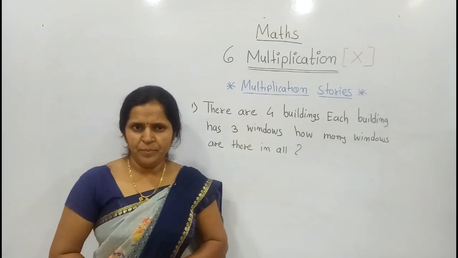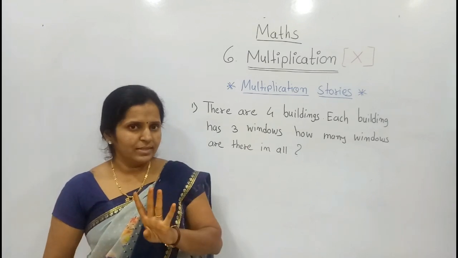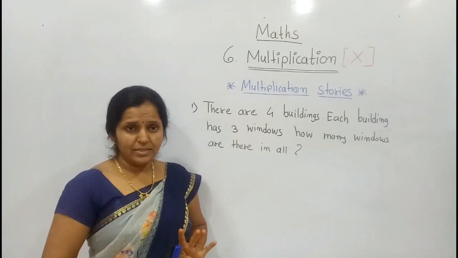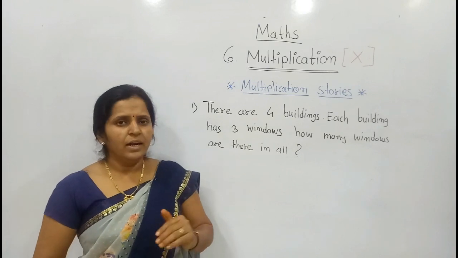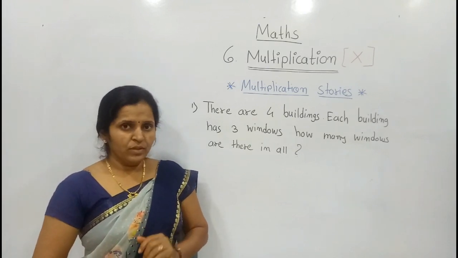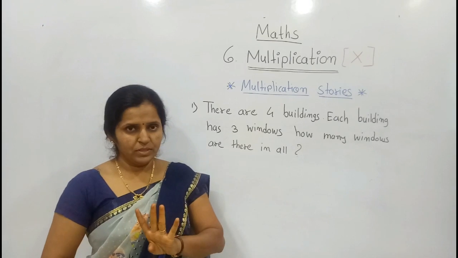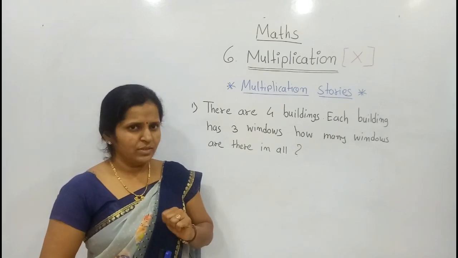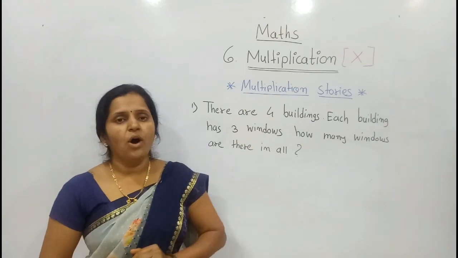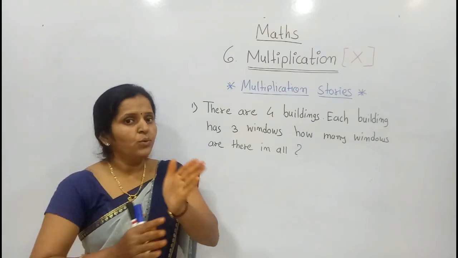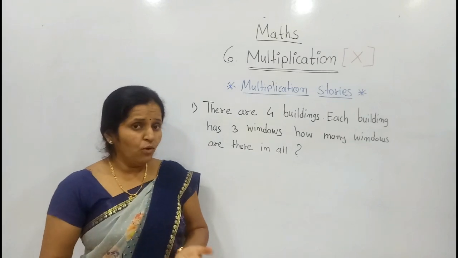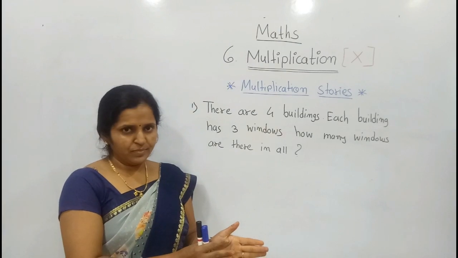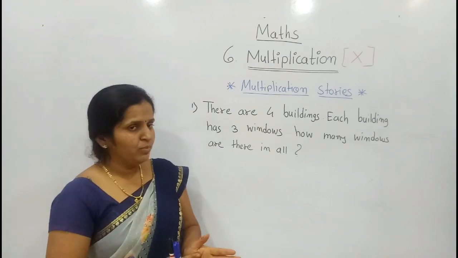Again, next example. In our school there are 4 classes. In every class there are 10 students. How many groups are there? 4 groups. Each group, means each class, has how many students? 10 students. How many students are there in all? Means 4 into 10. 4 tens are 40. Means firstly the group is important.